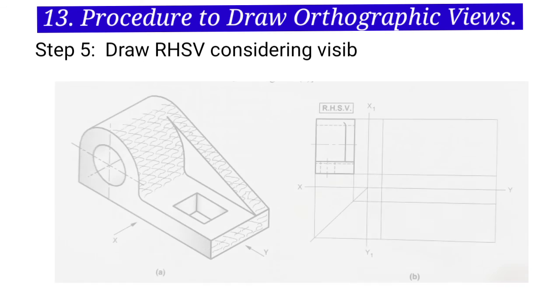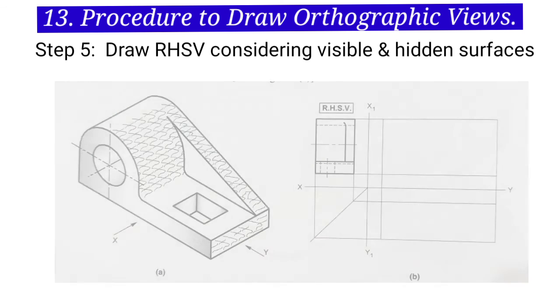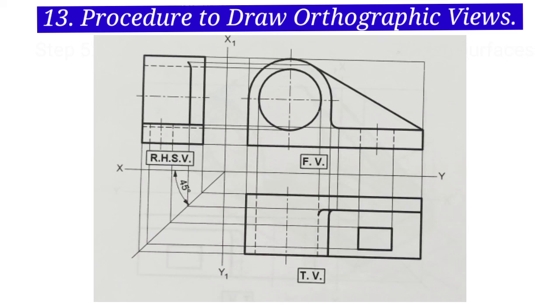The portion of the object which will be visible from the right side is shown shaded in the figure. Draw the right hand side view in the side view box, which is orthographically located towards the left side of the front view box. The combination of all these principal views drawn by the first angle projection method is shown in the figure.